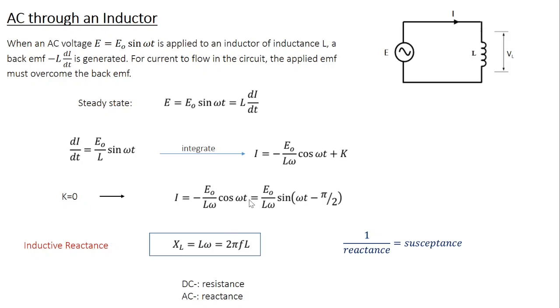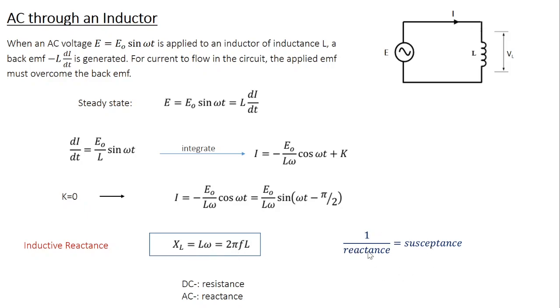Minus cos omega t I can write as sine omega t minus pi by 2. Also, look here, I have a term E0 divided by L omega, where E0 is the peak applied EMF. This factor L omega is known as inductive reactance XL. Usually when you have a DC flow, you use the term resistance, and when you have an AC flow, usually we use the term reactance. So inductive reactance XL is nothing but the resistance offered by an inductor to an AC flow. Or in terms of the linear frequency f, I can write XL equal to 2 pi f L. So this is the resistance offered by the inductor to the AC flow.